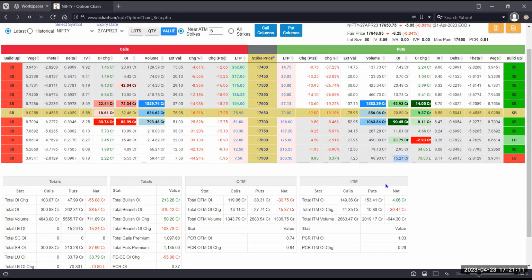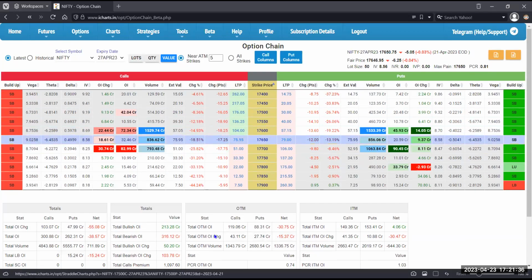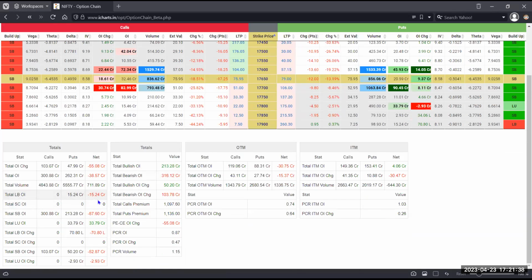Long buildup on the put side is always negative, because people are going long over here. That means they are bearish, so that is the reason why we are showing it in negative. So net over here, if something was there, then some different net figure would have come. As of now, for these strikes, net long buildup OI is negative. So it is saying it is bearish.